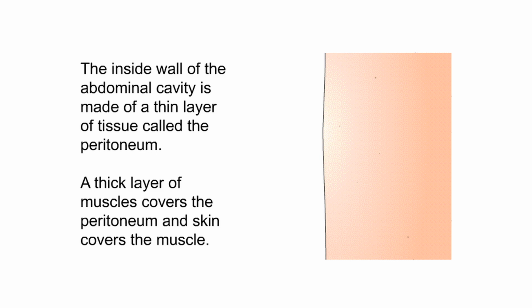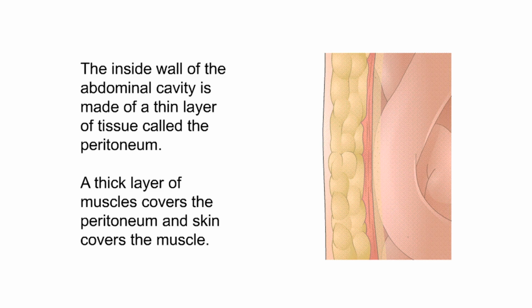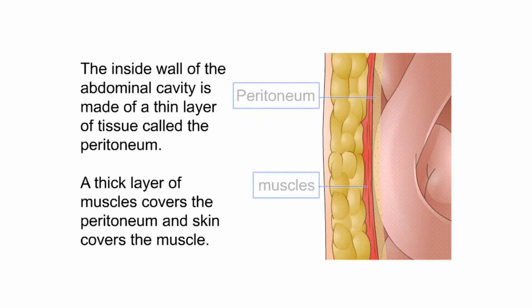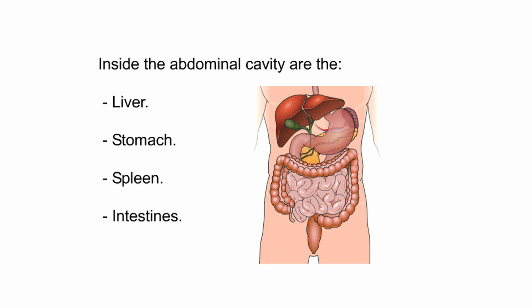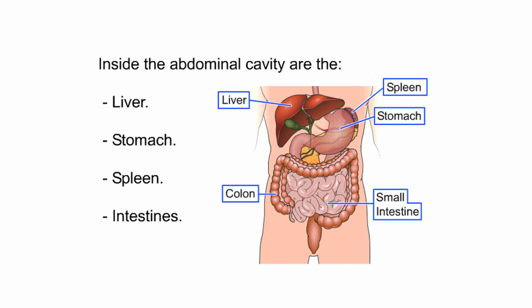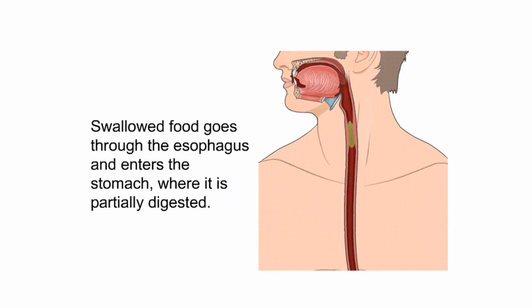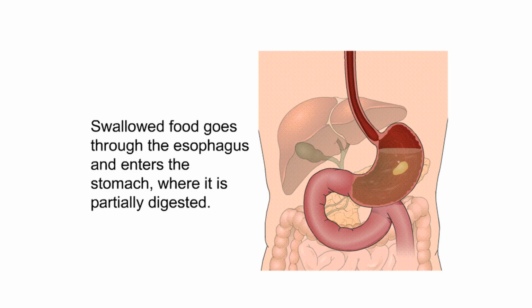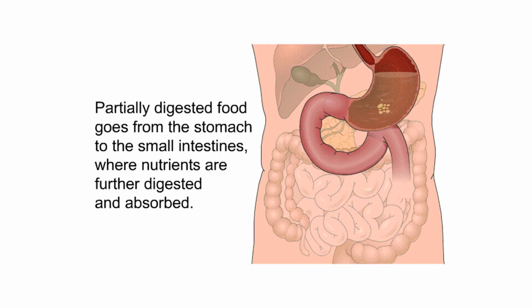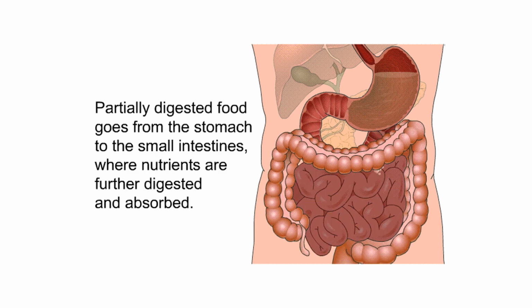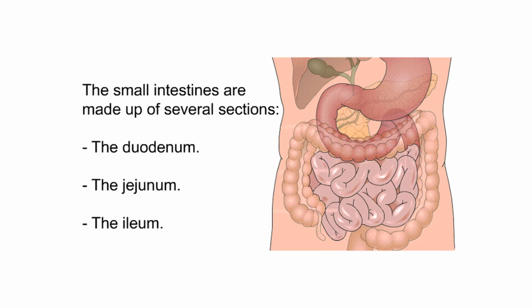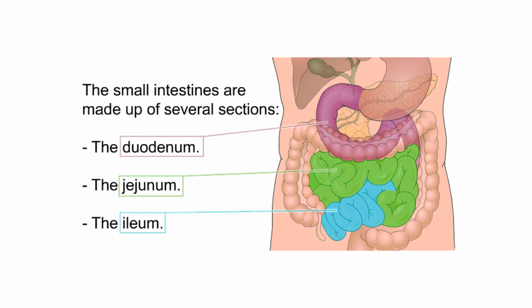Anatomy. The inside wall of the abdominal cavity is made of a thin layer of tissue called the peritoneum. A thick layer of muscles covers the peritoneum and skin covers the muscle. Inside the abdominal cavity are the liver, stomach, spleen, intestines. Swallowed food goes through the esophagus and enters the stomach where it is partially digested. Partially digested food goes from the stomach to the small intestines, where nutrients are further digested and absorbed. The small intestines are made up of several sections: the duodenum, the jejunum, the ileum.